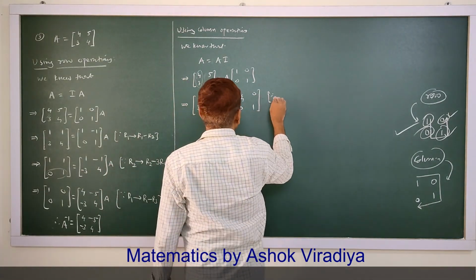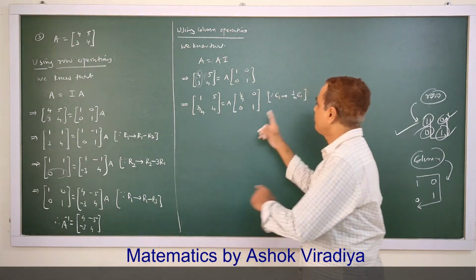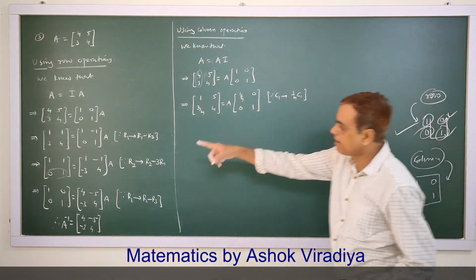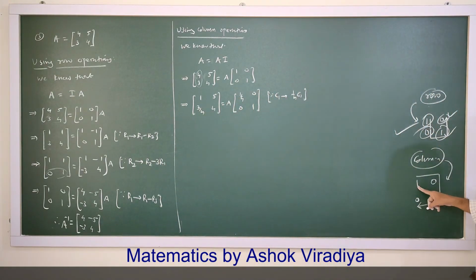So what is done? The first column is divided by 4. We perform only column operations in this method, and in the other method only row operations. So this one is obtained.